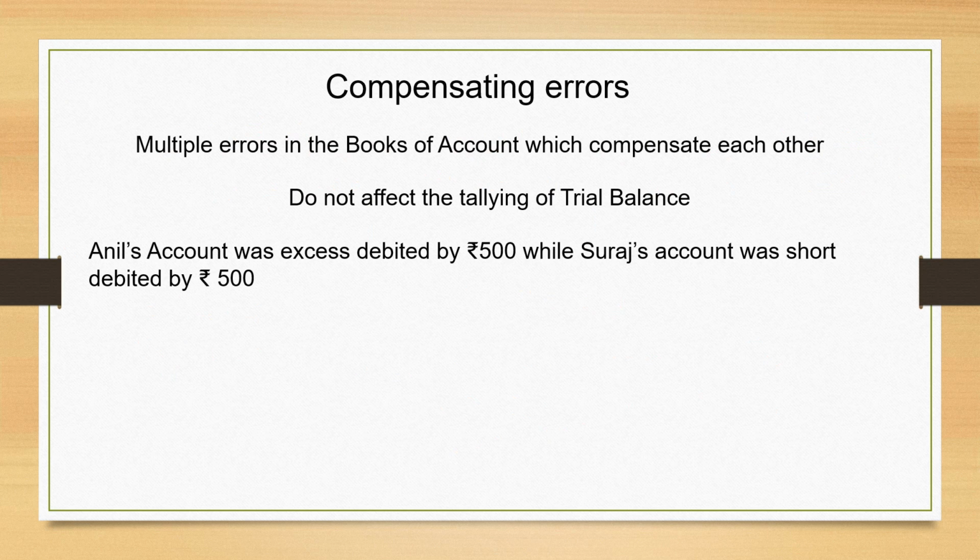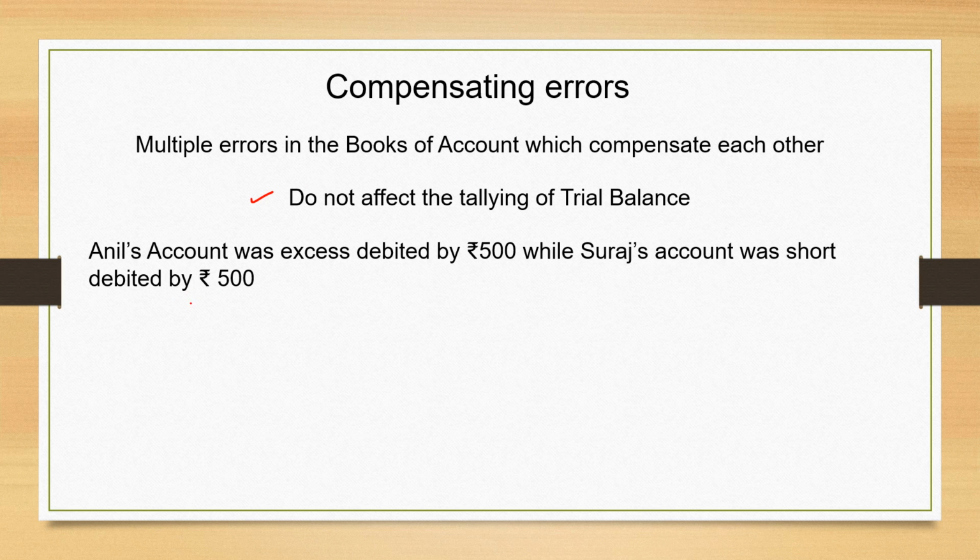Like for example, in one particular account, there might be a debit excess of say 500. And there might be two other accounts where there are errors which, if we total them up, might have a credit excess of 500. So what happens there? The debit excess of 500 on the debit side and there's a credit excess of 500 on the credit side. So they compensate each other. However, there are at least 3 errors in the books of accounts. So these type of errors are called compensating errors. These type of errors will not affect the tallying of trial balance. They would tally but at a wrong amount.